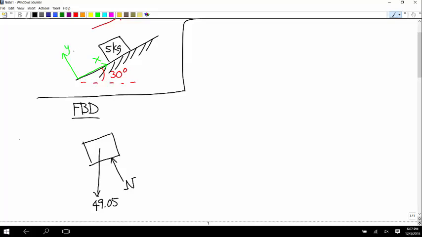And then the only other force is the friction force. That has to be the opposite direction as the motion. So that's going to be this way. And the coefficient of friction is 0.2. And we're going to multiply that coefficient 0.2 times this normal force. So this is 0.2 times that N value.